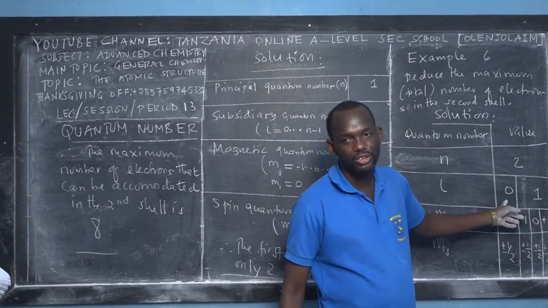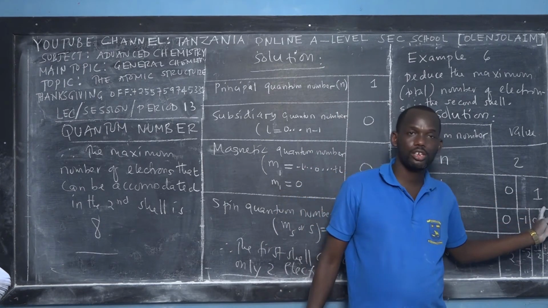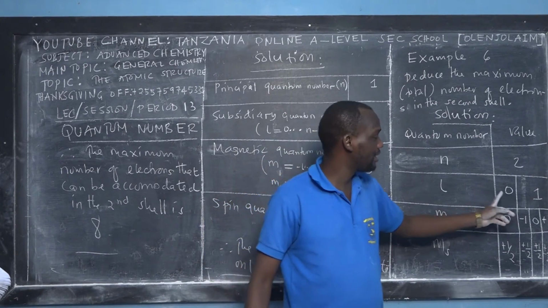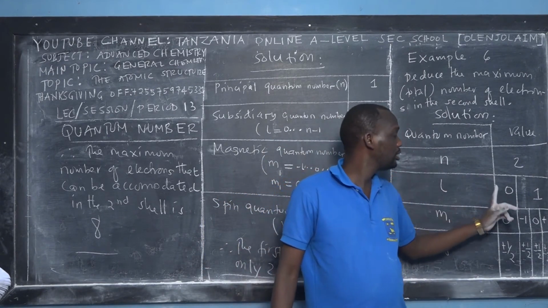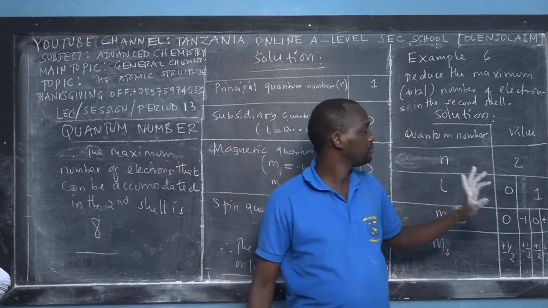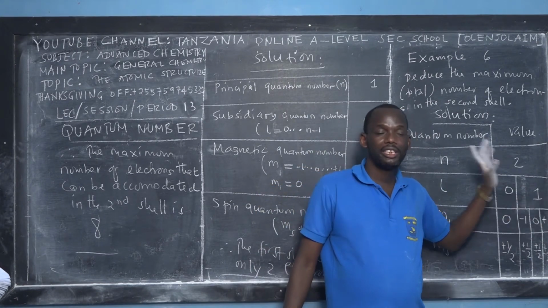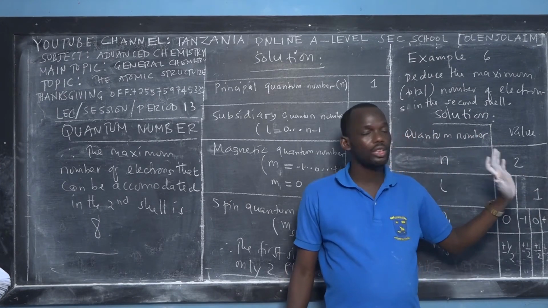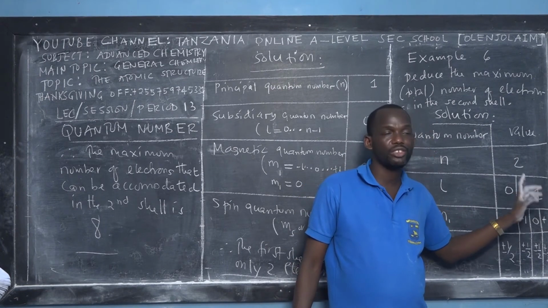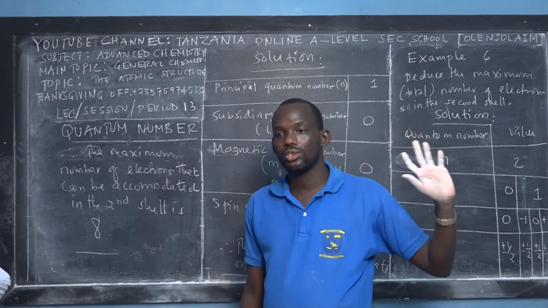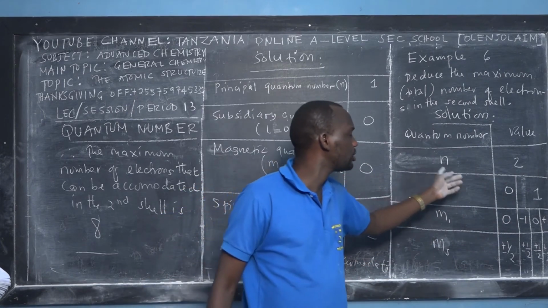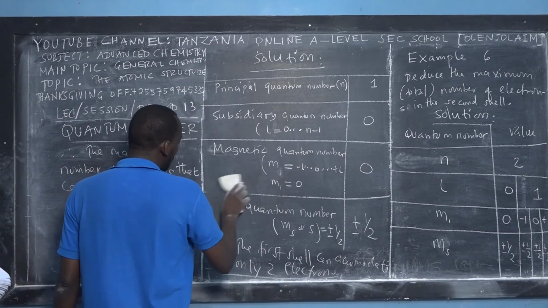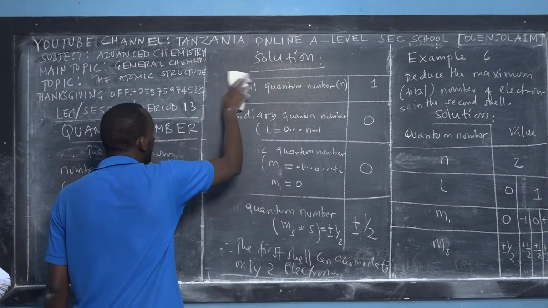The S orbital can accommodate only 2 electrons. The S sub energy level has just 1 orbital, and it can accommodate only 2 electrons. The P sub energy level has 3 orbitals, and each orbital accommodates 2 electrons, so 3 times 2 is 6 electrons. So in total, for the second shell, n equal to 2, the shell can accommodate only 8 electrons.